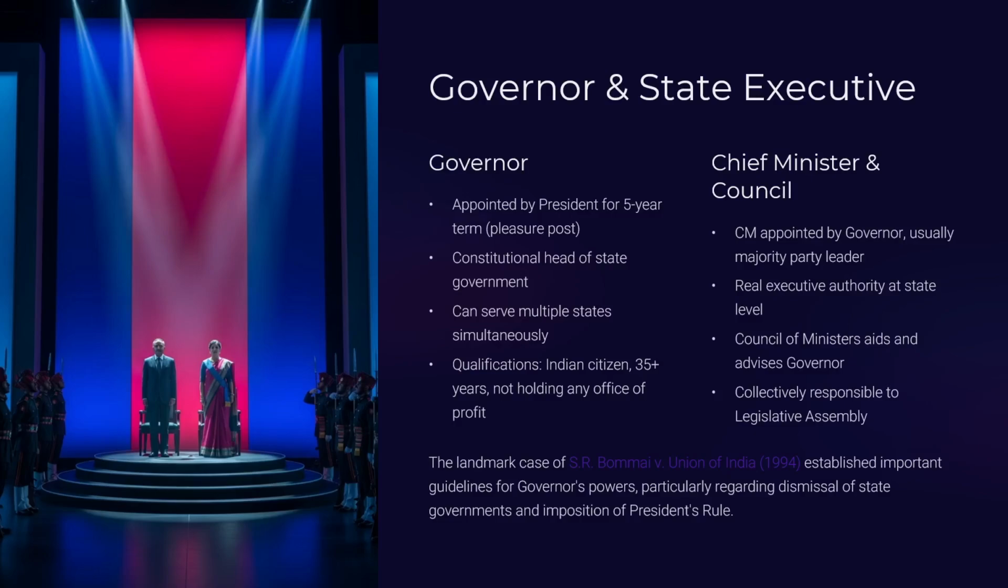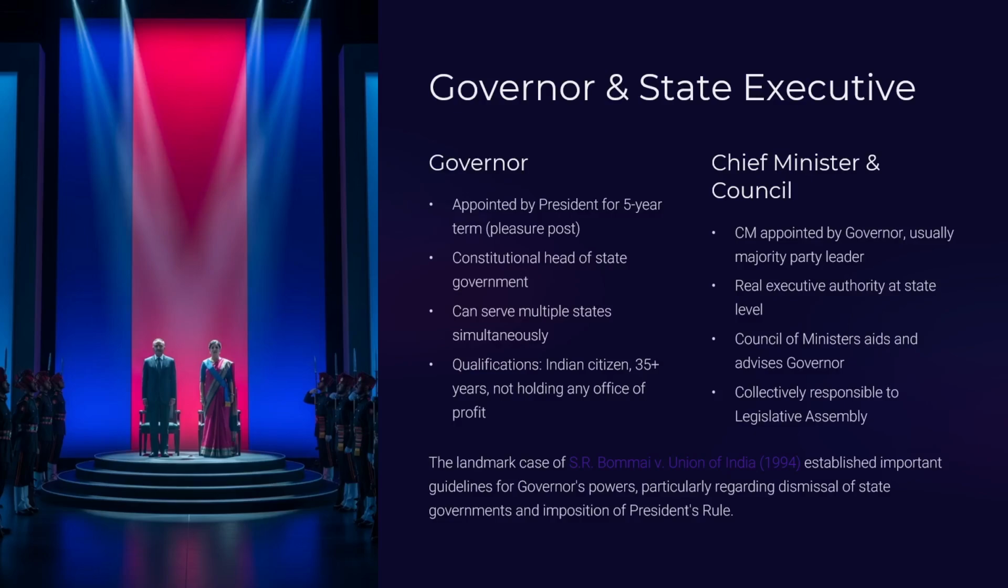Then we'll check the Governor and state executive. We already discussed the Union government, and let us discuss the Governor and state executive. The Governor is appointed by the President for a 5-year term and is the constitutional head of the state government. He can serve multiple states simultaneously. The eligibility is that he should be an Indian citizen, 35 years of age or above, and not holding any office of profit.